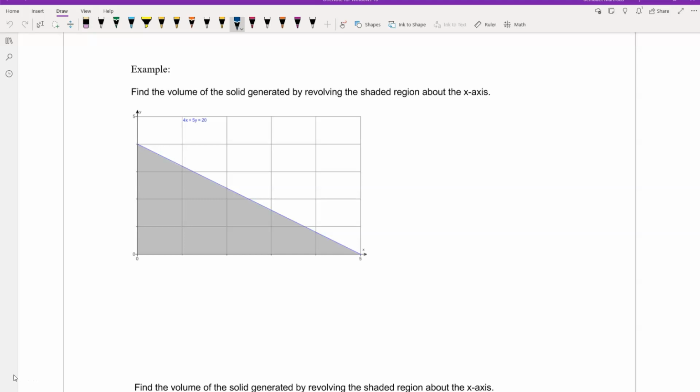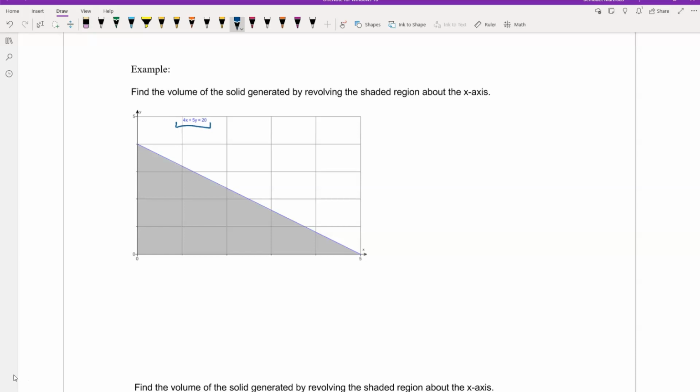Example: find the volume of the solid generated by revolving the shaded region about the x-axis. What we have here for the solid is a cone with its vertex on the x-axis. A cross-section of the solid is a disk perpendicular to the x-axis, with radius the segment from the x-axis to the line, based on what we have here, 4x plus 5y equal to 20.